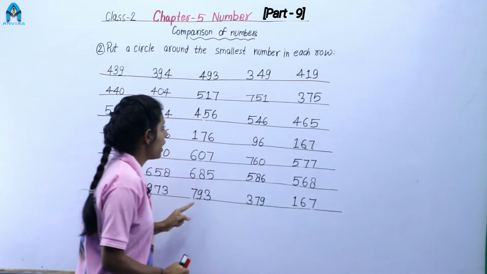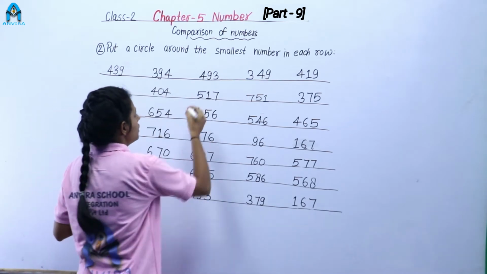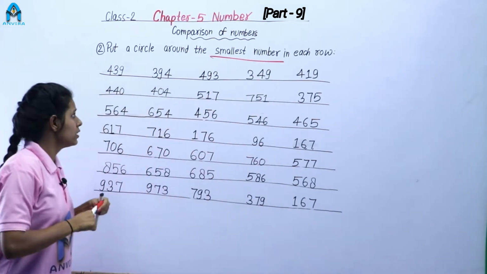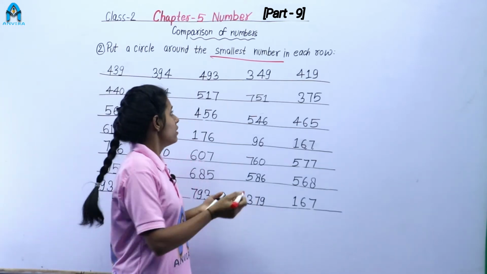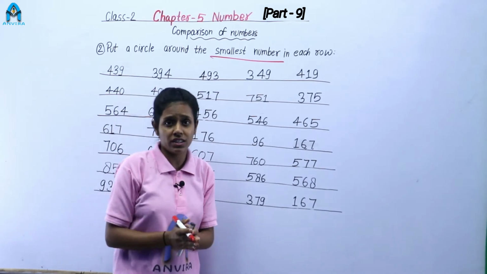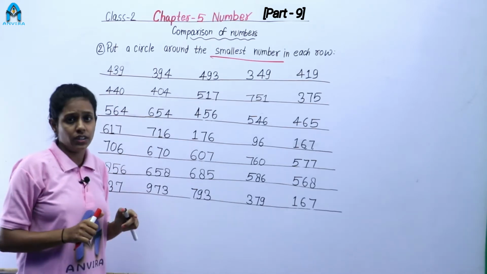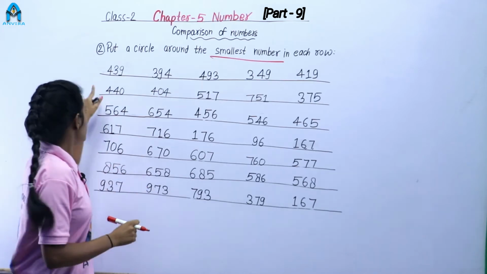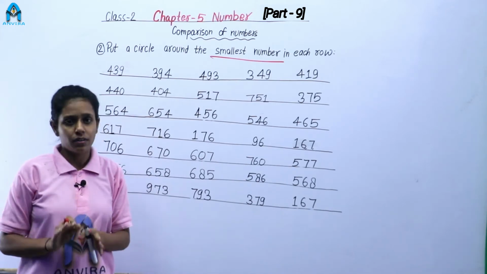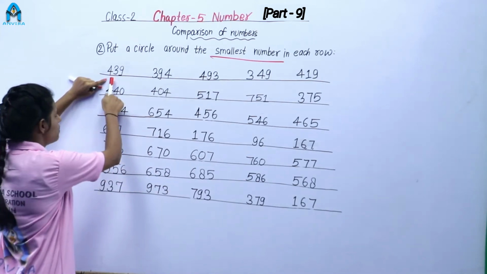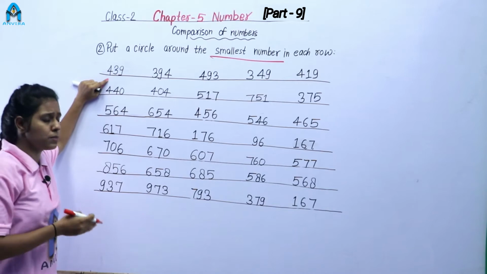In this question, we have to put a circle on the smallest number. So you have to compare all the numbers and then circle the smallest number. Let's start. All of these are 3-digit numbers. Our first rule is the number of digits. Now look at this first row. All numbers have 3 digits. Now first compare these two numbers. Let's find out which is the smallest.